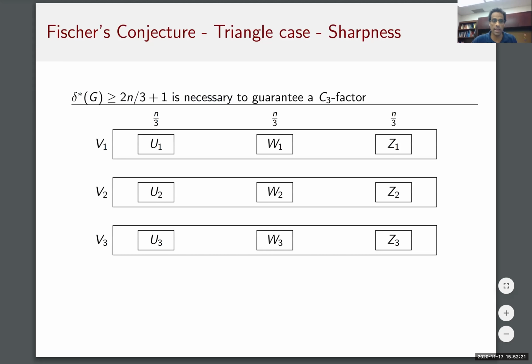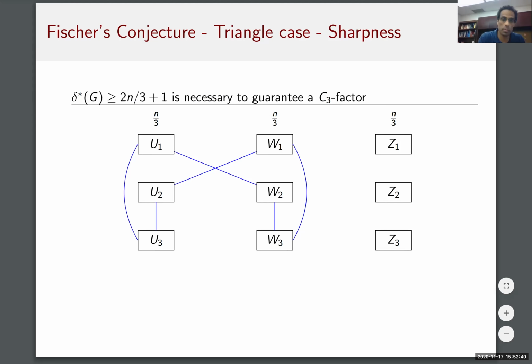The idea is you've got your three parts, V1, V2, and V3, and you take each part and divide it into three parts of equal size. I call them U_i, W_i, and Z_i. You place edges something like this, where this blue edge represents all of the possible edges between U1 and W2. So there's a complete bipartite graph between those two parts, and a complete bipartite graph here, and between these two parts here as well. And the key point is that there are no triangles here.